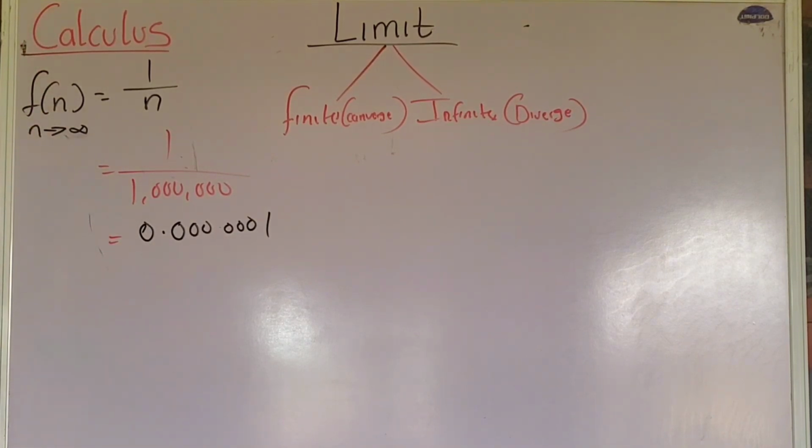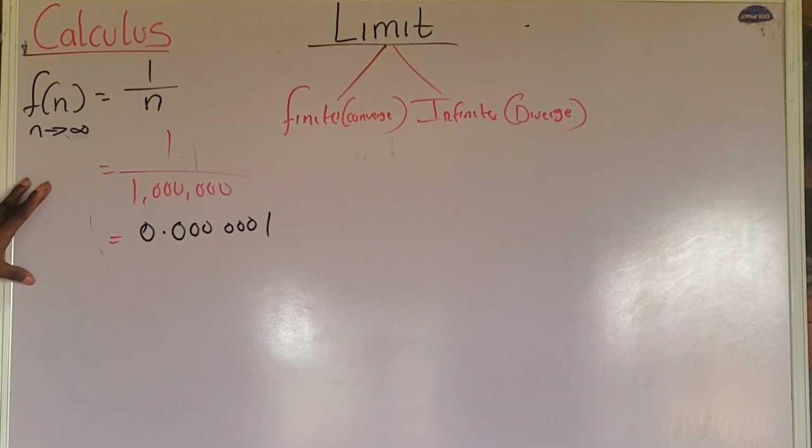So, a finite limit, please pay attention. A sequence that has a finite limit, we say that it converges. It converges to 0. An example is this kind. This limit converges to 0, so we can call it a finite limit. You understand what I'm saying?